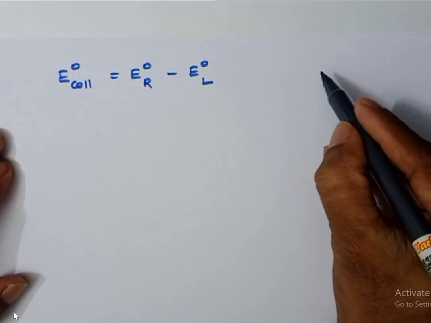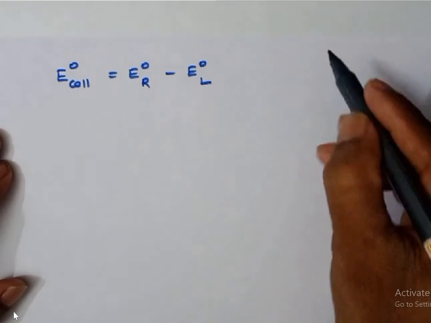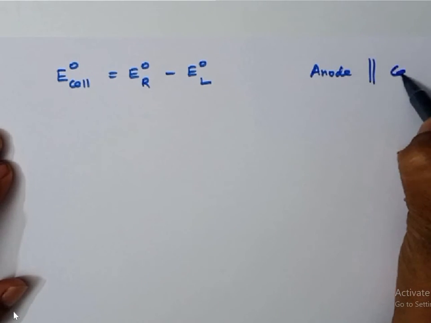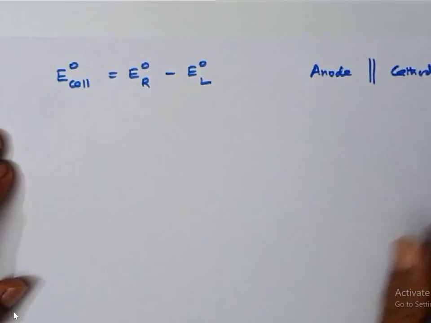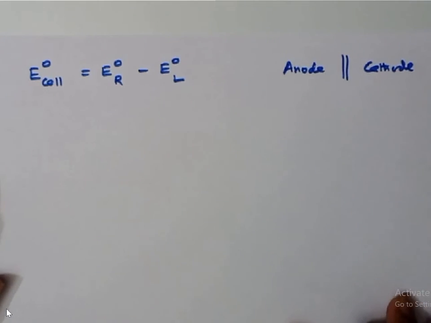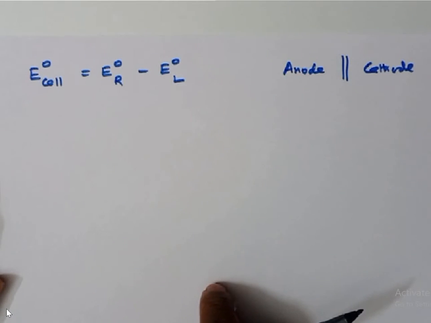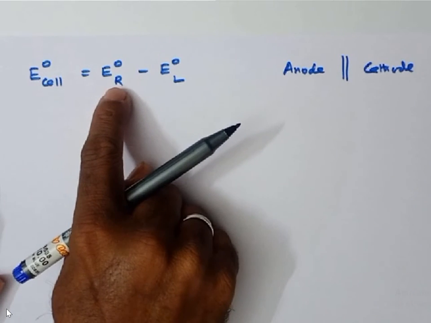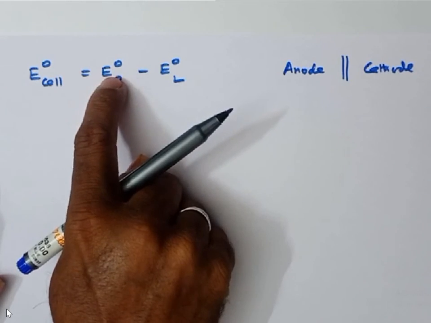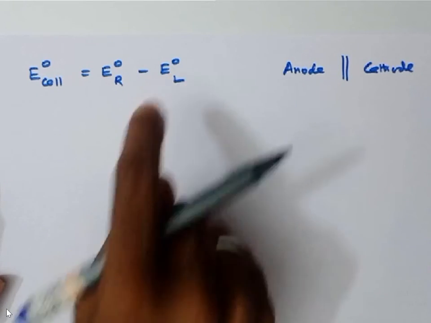Very simple. As per the cell representation, we always write the anode on the left hand side, then the salt bridge, then the cathode on the right hand side. This is the standard way to represent a cell on paper. So we always write the cathode on the right and the anode on the left. So here E0R means the standard reduction potential of the cathode minus the standard reduction potential of the anode.